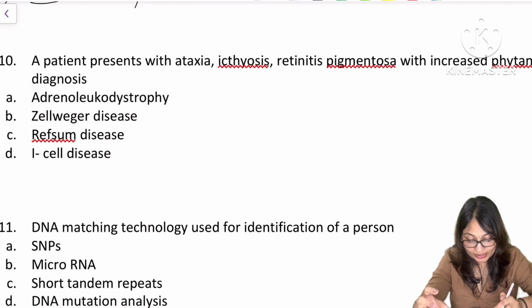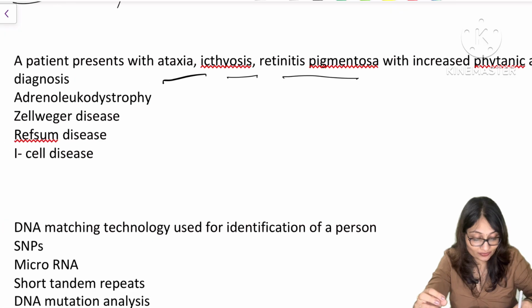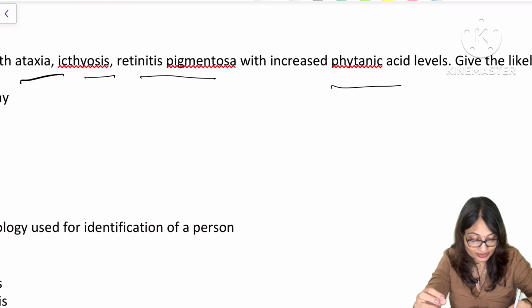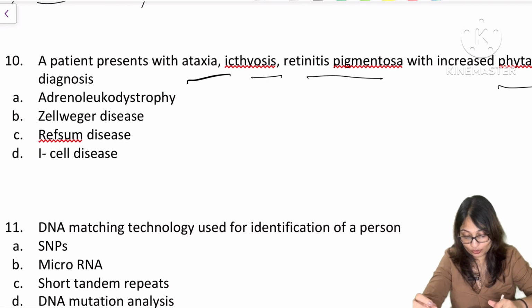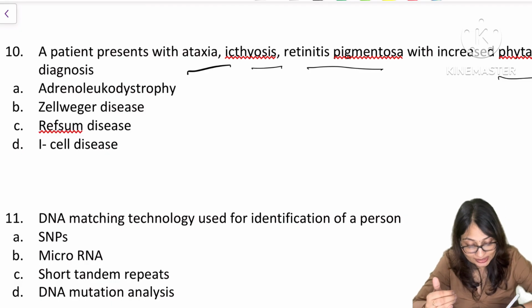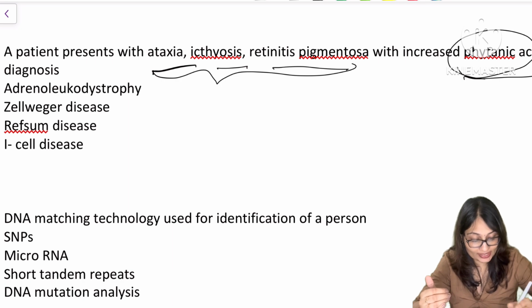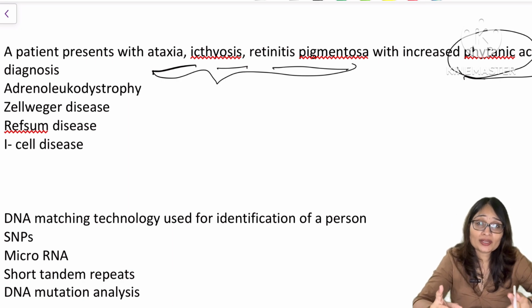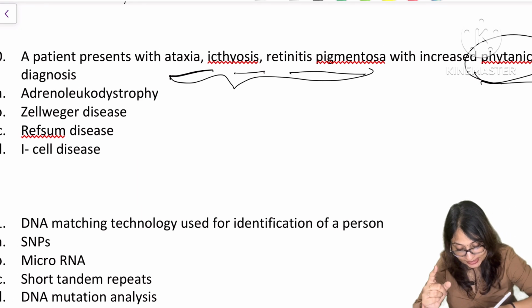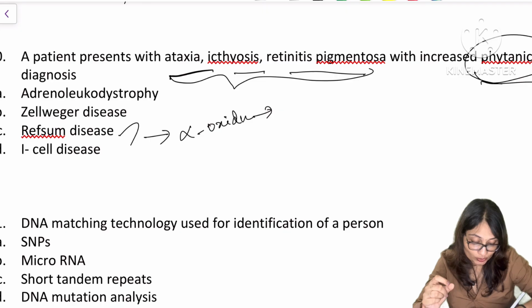A patient presents with ataxia, ichthyosis, retinitis pigmentosa with increased phytanic acid levels. Give the likely diagnosis. So they've given you a list of disorders here. These three are telltale pictures, and again this one, phytanic acid. All these things point to one condition. What is it? Yeah, it is Refsum's disease, which is due to a defect in alpha oxidation happening within peroxisomes, right?